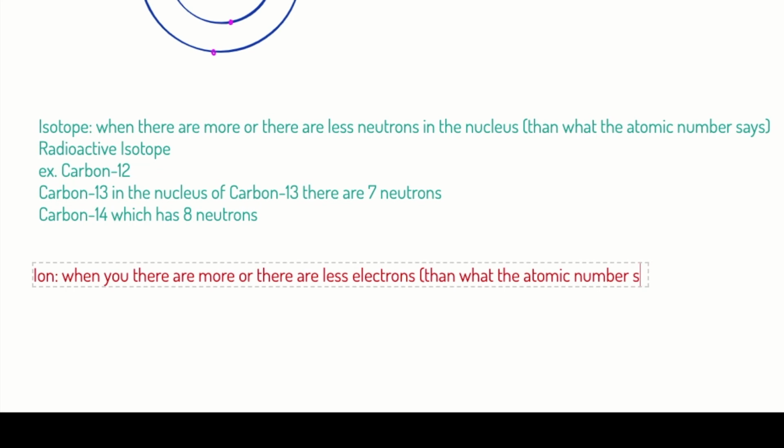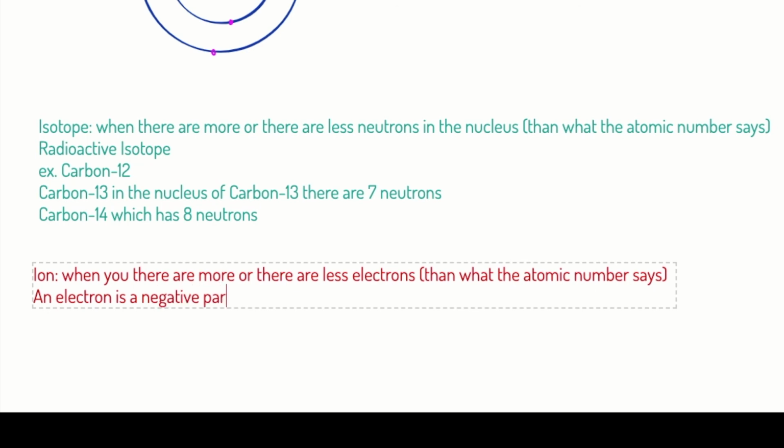Okay, and this is common. And so an electron is a negative particle. Okay, so I'm going to write that. An electron is a negative particle. And so when an ion loses an electron, so let's say an electron leaves an atom.